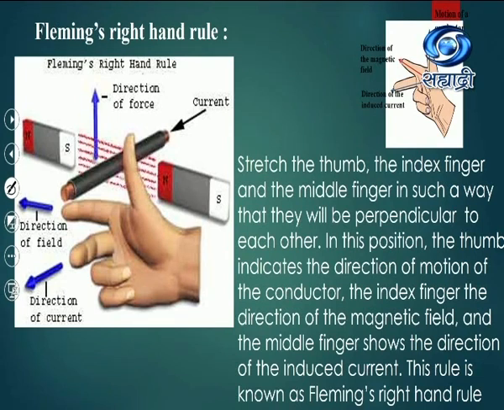Stretch the thumb, the index finger and the middle finger of the right hand in such a way that they are perpendicular to each other. In this position, the thumb indicates the direction of motion of the conductor, the index finger indicates the direction of the magnetic field, and the middle finger shows the direction of induced current. So this rule is known as Fleming's right hand rule.